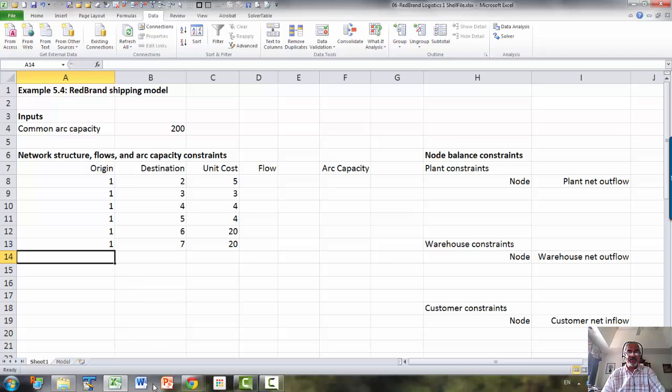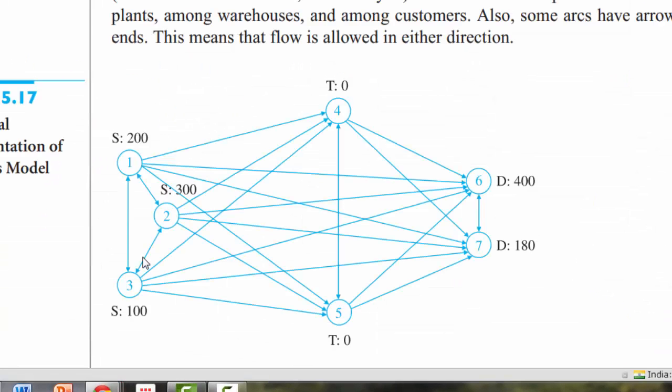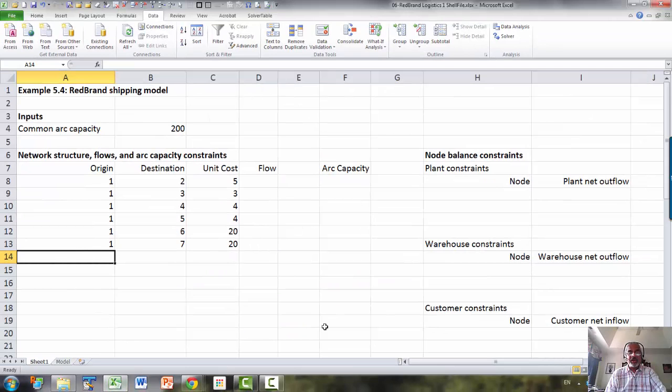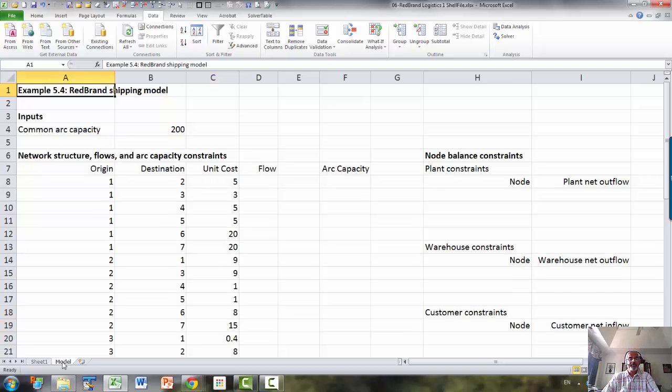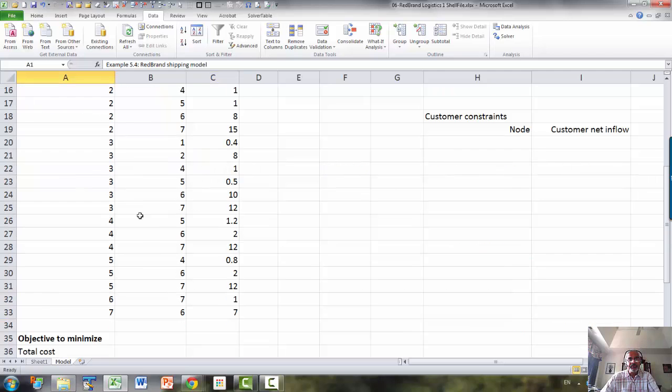And then we do the same thing with 2, and from 2 you can go to 1, 3, 4, 5, 6, and 7. Again from 2 you can go to all other nodes. So from 2 to 1, 2 to 3, 2 to 4, 2 to 5, 2 to 6, 2 to 7, and we need to enter the costs for those here. I have done this for all the arcs, and that's given in the model. So let's switch to this sheet. Okay, so we have everything set up.